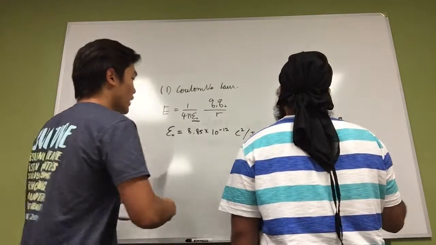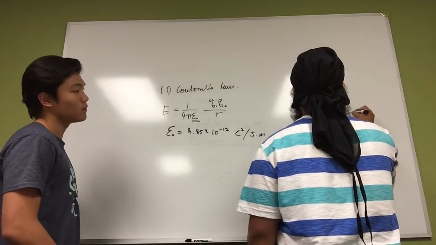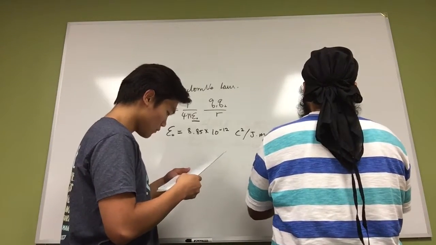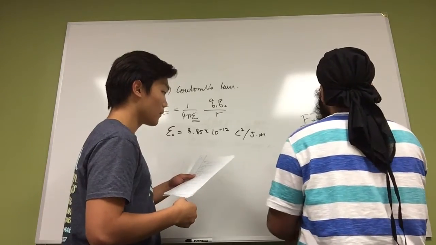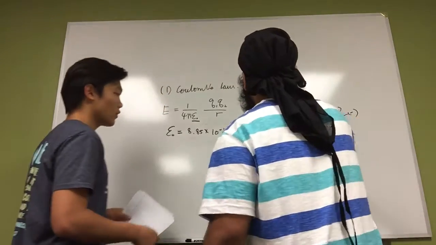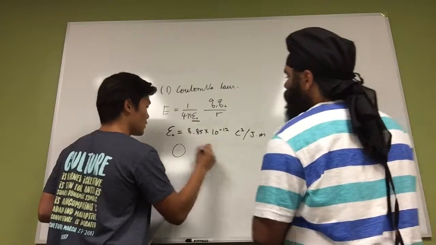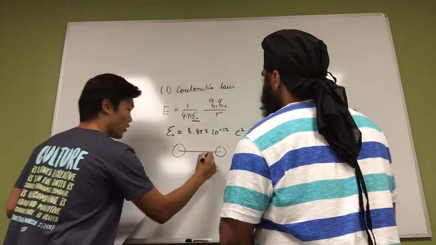Okay, so what I learned is this is a positive charge, this is a negative charge, and this is the distance between two nuclei. So the R is the distance between the two nuclei. Yeah, that's the R.